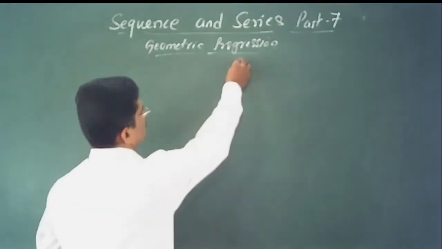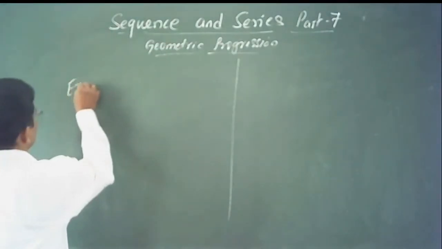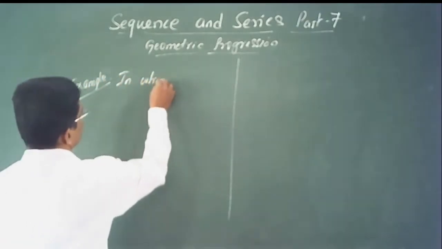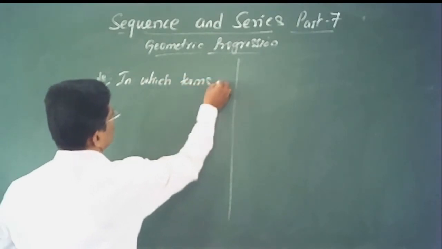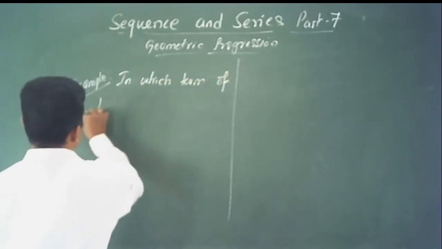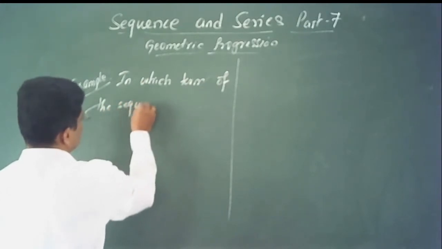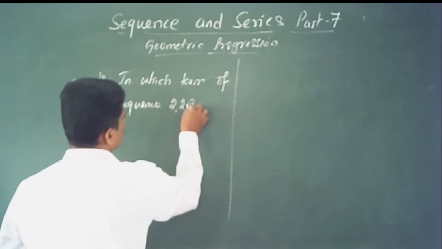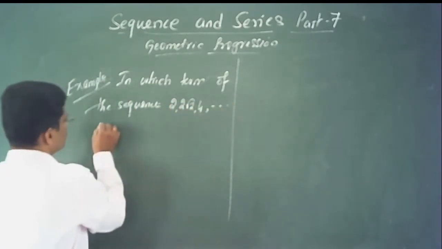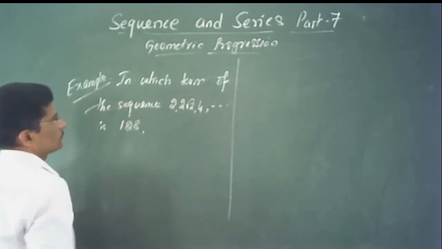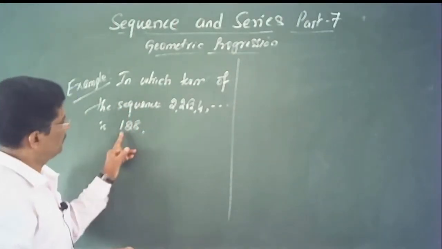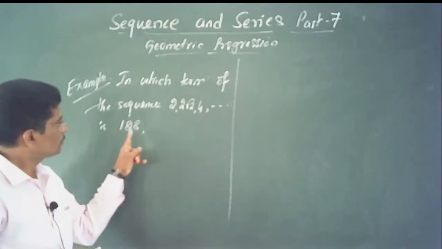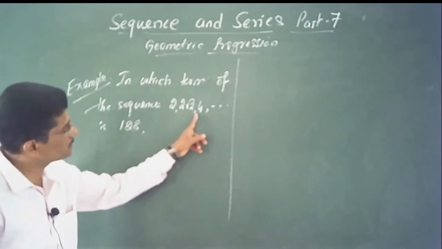The first example: in which terms of the sequence 2, 2 into root 2, 4, continue, is 128? What is this meaning? In which terms means here find the number of terms. ಎಷ್ಟನೇ ಟರ್ಮ್ಸ್ 128 ಬರುತ್ತೆ ಈ ಸೀಕ್ವೆನ್ಸ್ ಅಲ್ಲಿ ಅಂತ.